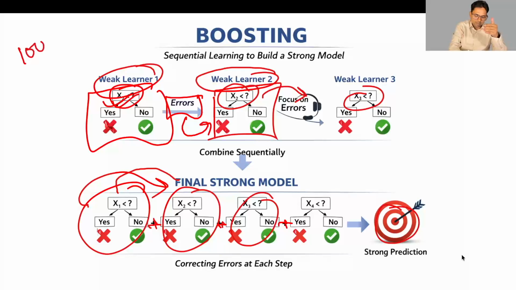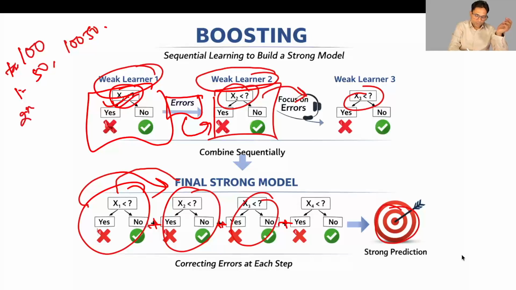And then finally, we combine all of them sequentially, because each is correcting the error. So for example, if the target was 100, we started with 100. The first model predicted 50. So what is the net remaining? 100 minus 50, 50.